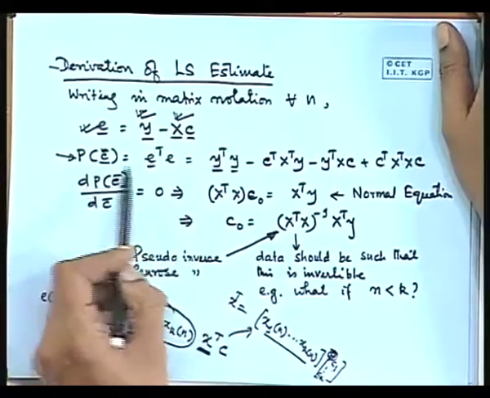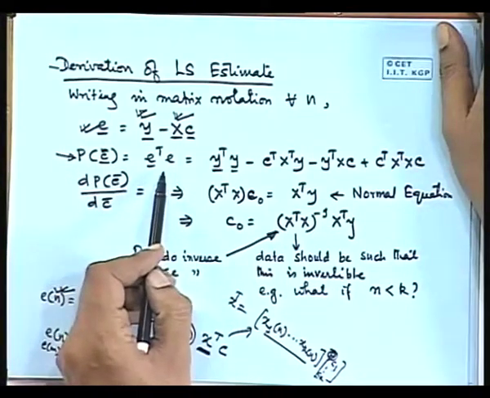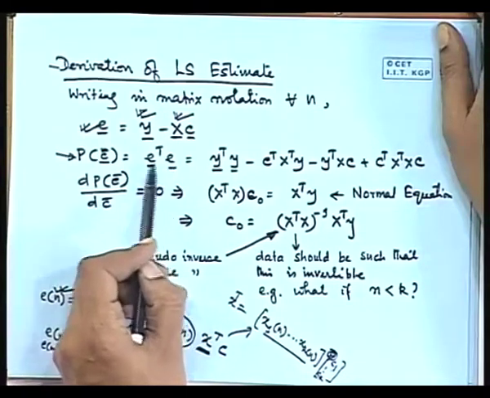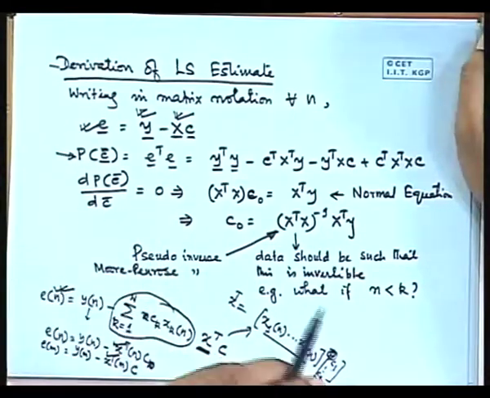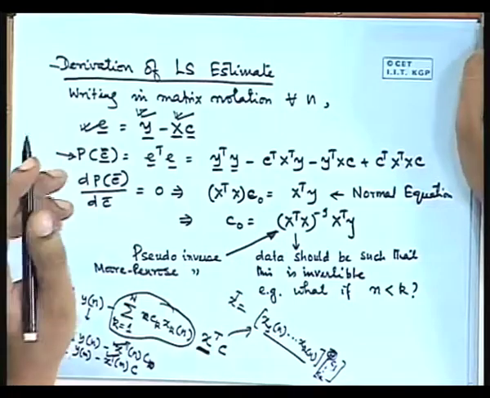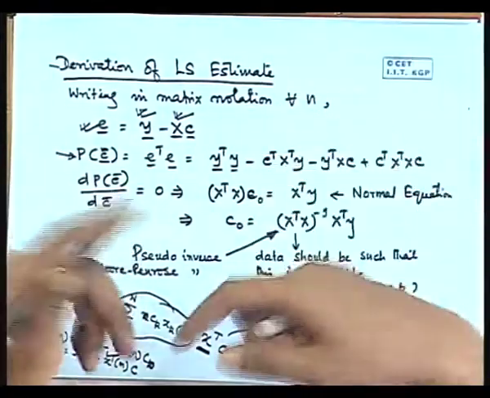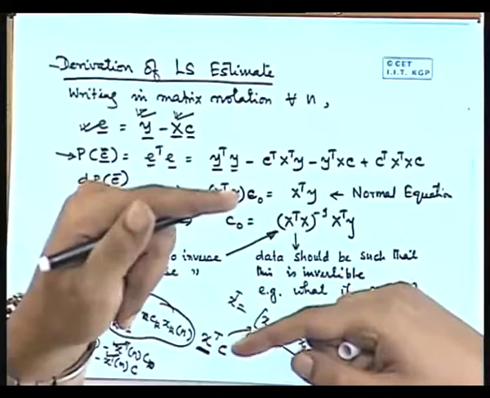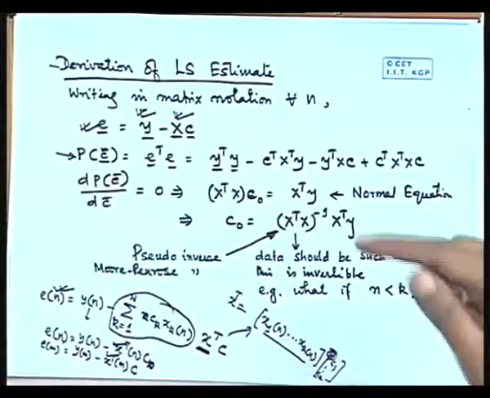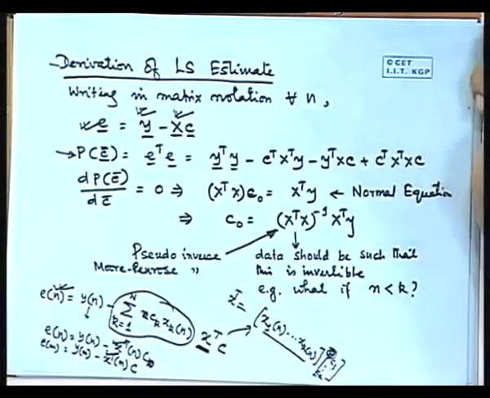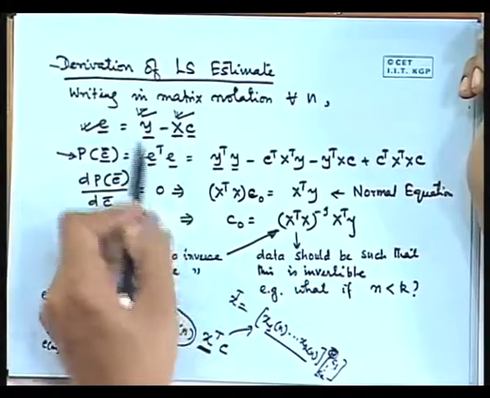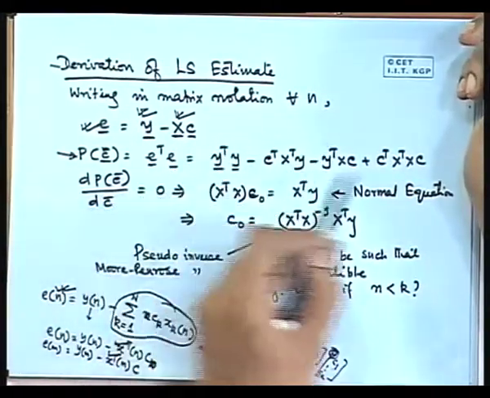So again we can write a performance index. What is now my performance equation? It is nothing but E transpose E, the sum of squares. You have to know these matrix manipulations: a row vector times a column vector means a sum of squares. So if you just multiply (y minus xc) transpose times (y minus xc), you will get this.